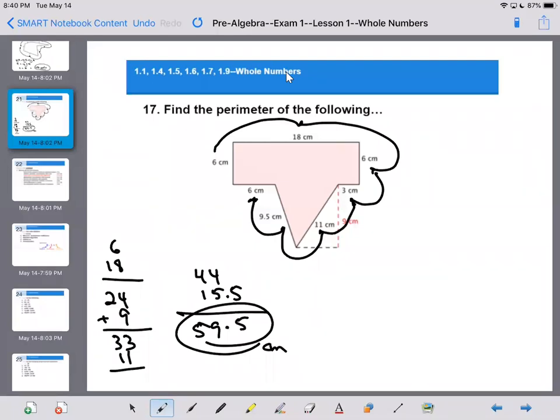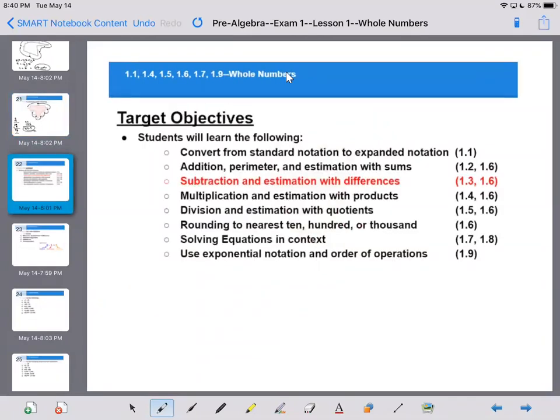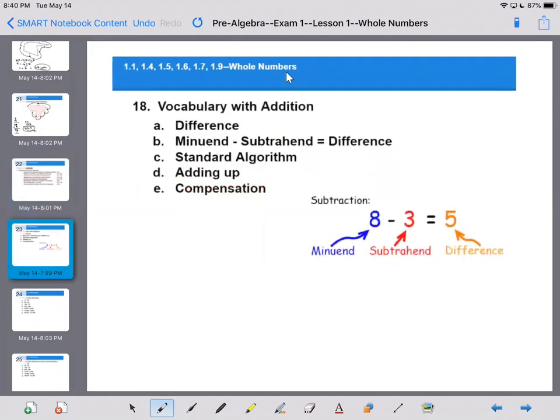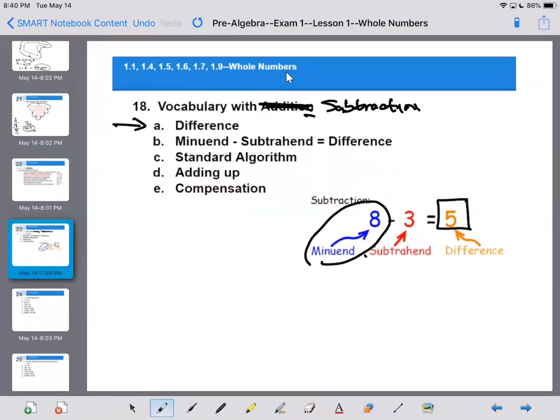So that's finding perimeter. That's using addition strategies and front-end estimation. So let's look at subtraction. When you're thinking about vocabulary with subtraction, you're thinking difference, the minuend. A lot of times people say, well, 8 minus 3. Well, 8's the minuend, 3 is the subtrahend, and 5 is called the difference. These are more of your formal names.